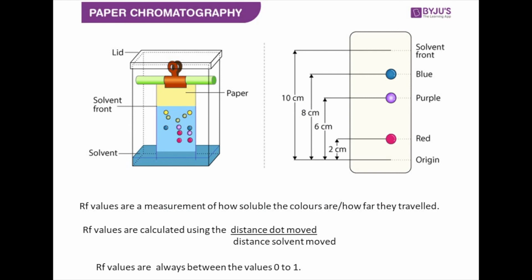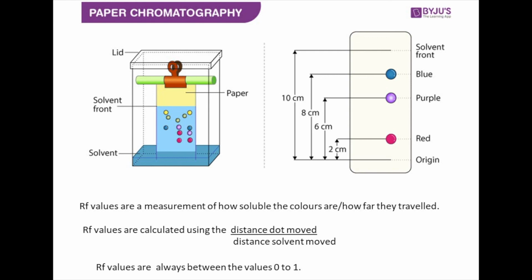You will need to know how to work out the RF value. RF value is how far a colour or a dot or a spot has moved. Now it's always the distance the dot has moved divided by the distance the solvent has moved. So that line is a dividing sign. So for example, the blue dot there has moved 8 centimetres. The liquid has moved 10. So your RF value for the blue dot will be 8 divided by 10, which is 0.8.